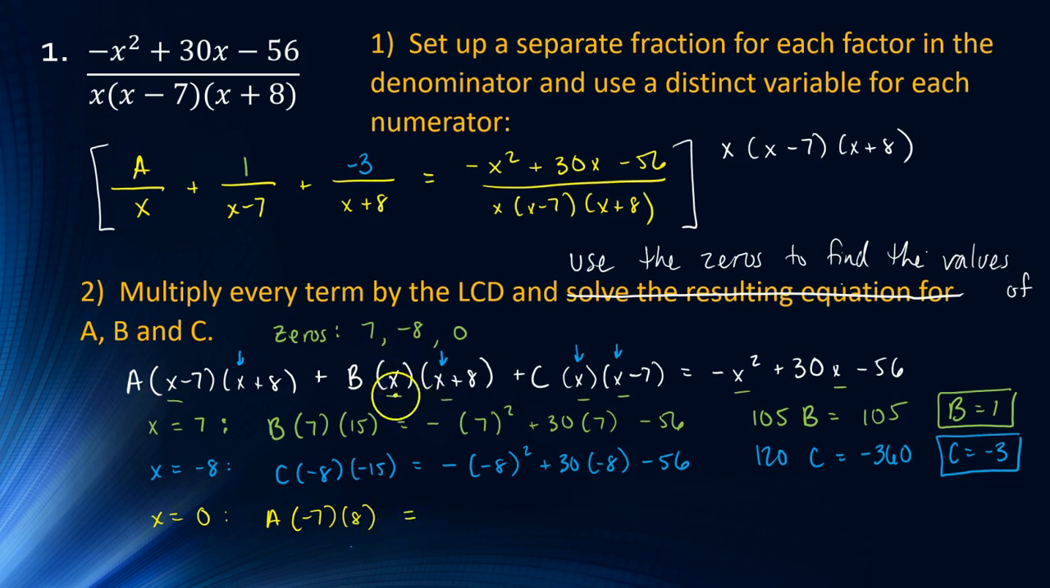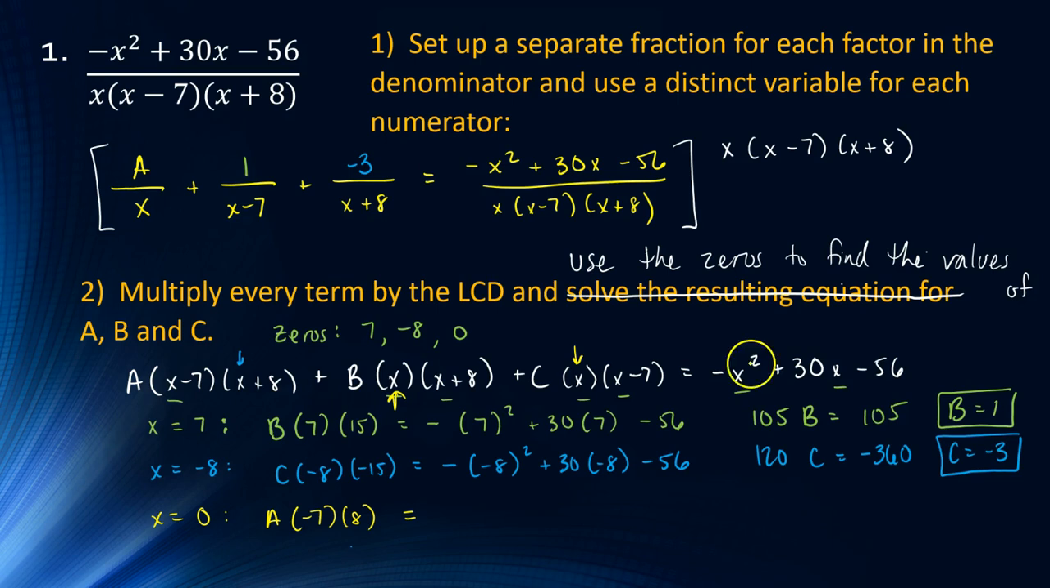Because if I put 0 in here for x, that's going to make everything for my b's 0, so the b disappears. If I put 0 in here for x, that's going to make the c disappear, so then we're left with just a on the left side of negative 7 times 8, which I know is negative 56, but we'll get to that in a second.